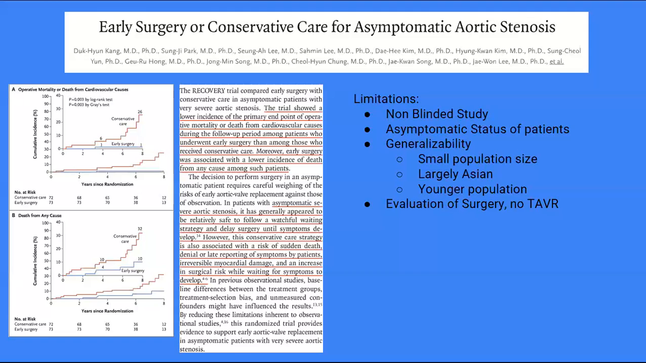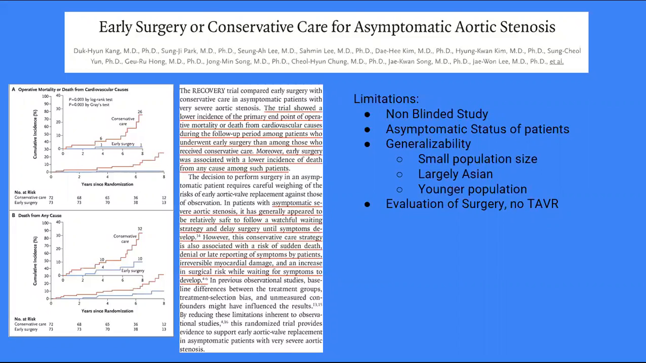This was the RECOVERY trial that was published in November 2019. It was a small Korean study that showed early surgery versus conservative care in patients with severe asymptomatic aortic stenosis. They defined severe aortic stenosis with a Vmax of 4.5 meters per second, and it had some limitations. It was a non-blinded study, and it was questionable how asymptomatic the patients were. Not everybody underwent a stress test to assess their asymptomatic status.